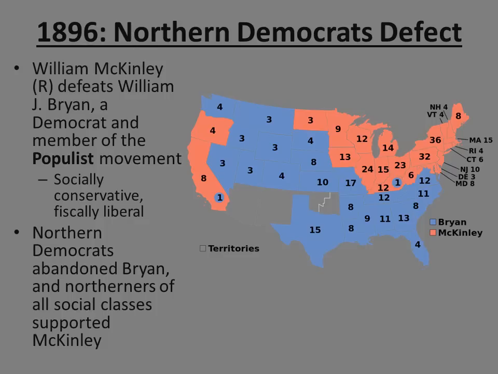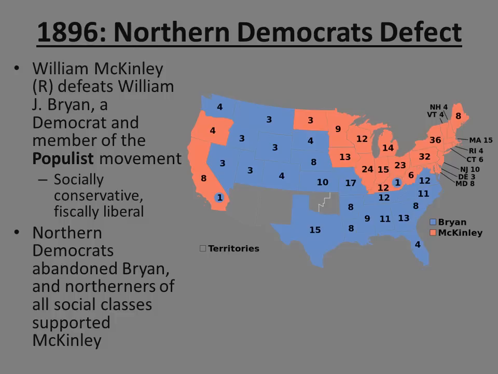William Jennings Bryan was a Democrat, but he was also a member of the populist movement, which had emerged in the 1890s as a movement of farmers in the South and out west. Remember, populists are socially conservative but fiscally liberal and were in favor of government assistance to the poor, especially farmers in those agrarian areas. Northern Democrats did not trust William Jennings Bryan. He focused so much on agrarian issues, they thought he was essentially anti-business and would endanger their livelihoods or their jobs in the big cities of the North and the East.